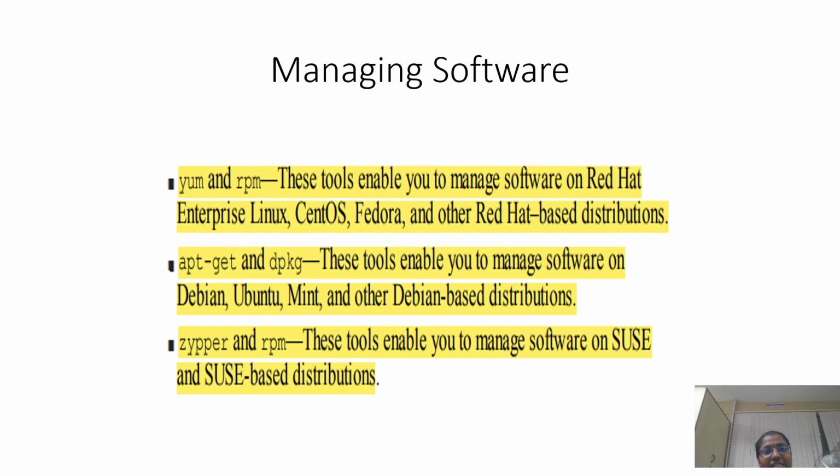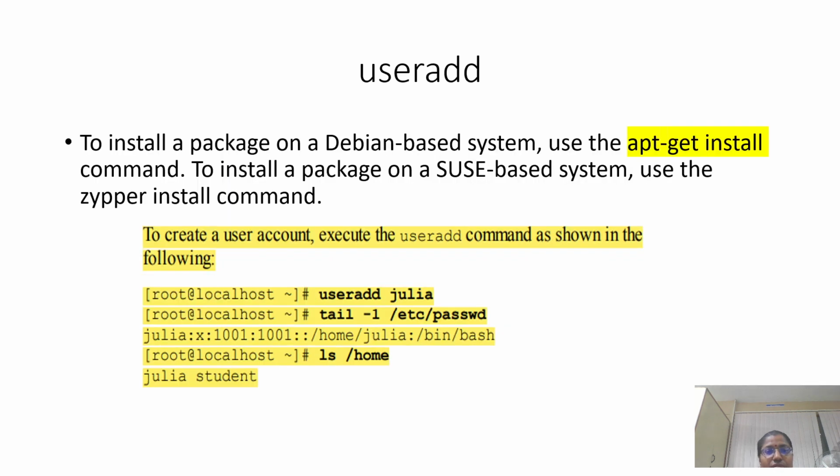How to manage software with yum and rpm? These tools enable you to manage software on Red Hat Enterprise Linux. apt-get and dpkg are used for Debian and Ubuntu distributions, and zypper and rpm to manage SUSE-based distributions. To install a package on a Debian-based system, use the apt-get install command.